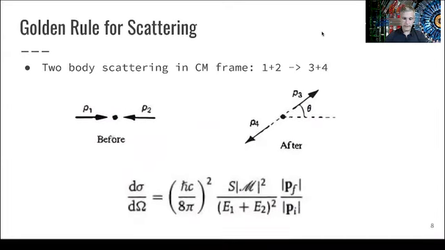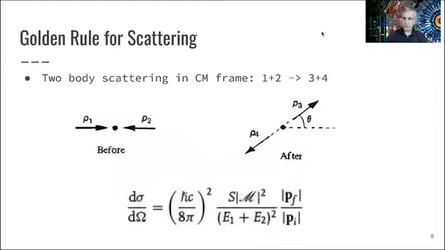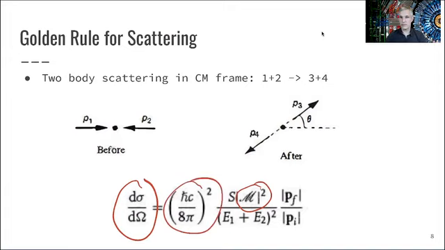For two-body scattering in the center of mass frame, you know that the initial momenta of particle 1 and particle 2 have to be the same. The outgoing momenta also have to be the same. They don't necessarily have to be the same as the ingoing momenta. But when you use this, the differential cross-section can be calculated quite straightforwardly, again with the matrix element squared. We have the final state momenta, the initial state momenta, and divide this by the sum of the energy squared, together with an extra factor.